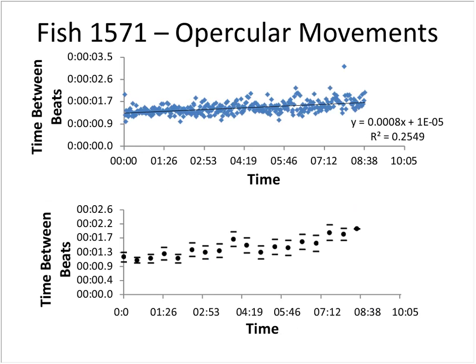So then what we started doing was looking at those opercular rates, so how fast is the fish breathing. This is just kind of the raw data, which looks very messy. So what we did was we went through, and down here we put all of this data into 30-second bins, so each one of these dots is a 30-second time period with the confidence interval on top and bottom.